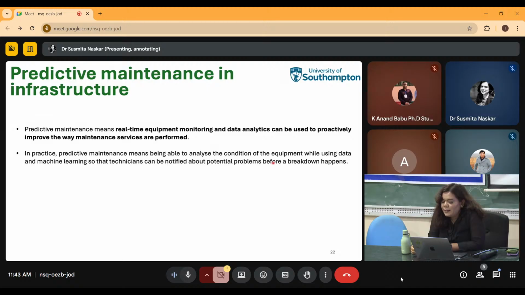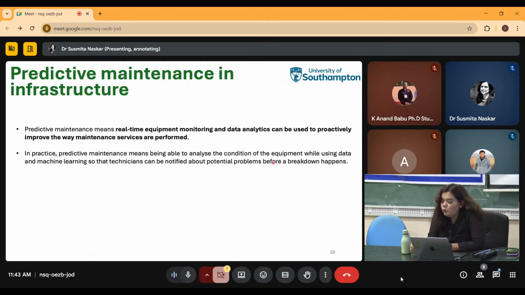In practice, this involves analyzing the condition of the equipment using data and machine learning, so that technicians can be notified about potential issues very early. That makes the maintenance not only reactive but also very proactive, and that saves time and also saves cost, okay?